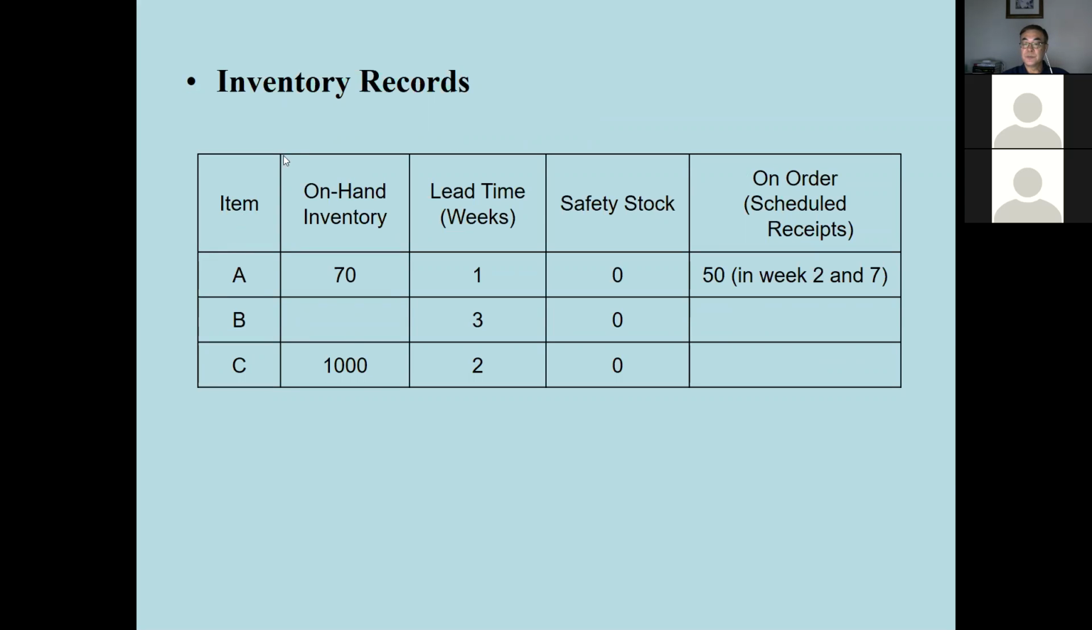Inventory record file. Final product A currently has 70 inventory on hand, and lead time is 1 week, and there is no safety stock. And already placed orders: in week 2 and week 7, 50 will come. Then part B, there is no inventory on hand, and 3 weeks of lead time. C, 1,000 on hand, 2 weeks of lead time.